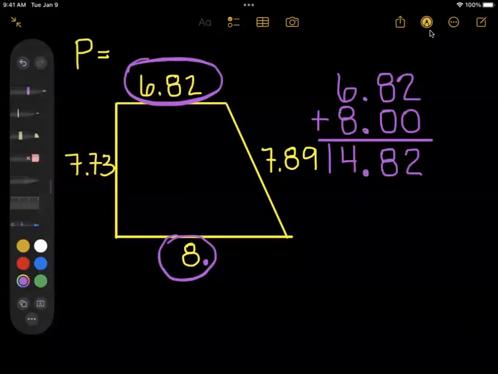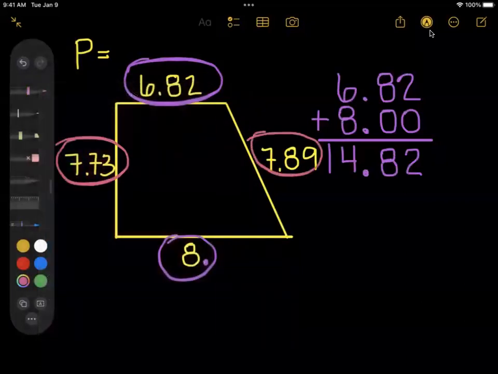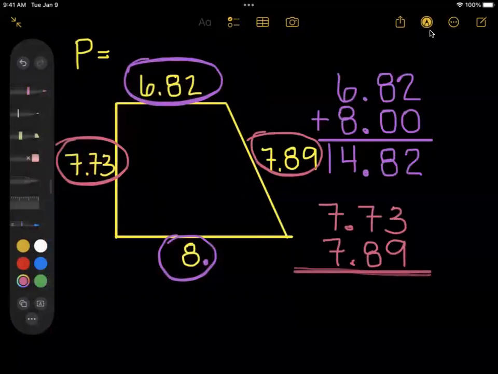Now for the second half, I'm going to add together the 7.73 and the 7.89. Again, adding decimals means I have to make sure everything lines up. So I'm going to put 7.73 here and 7.89 here. Okay, so I'm going to put a decimal right under it into the answer space. Make sure that all the decimals are lined up. Then I'm going to go ahead and add.